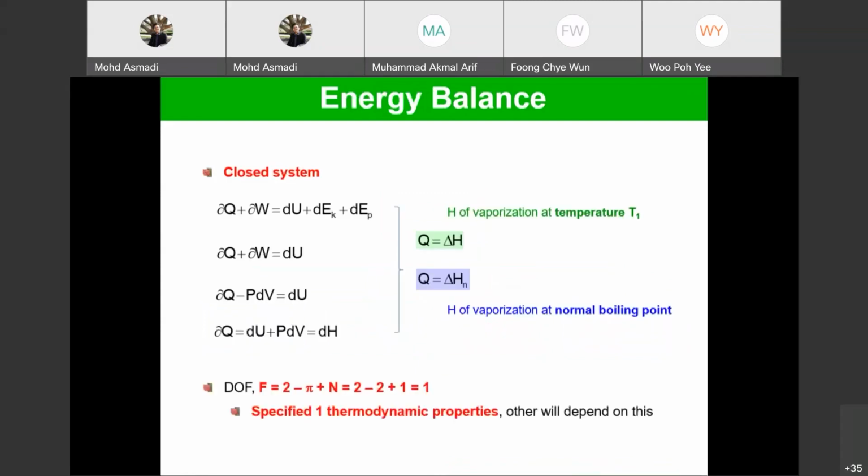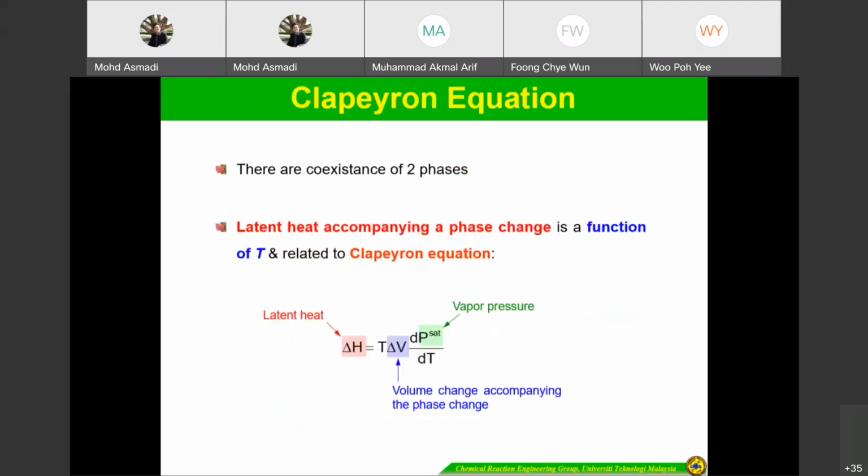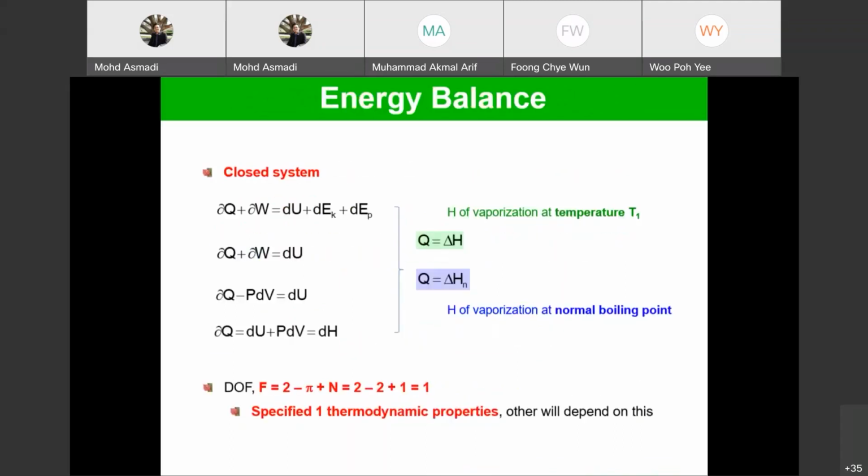So if we do the energy balance, if you still remember, for the two-phase system the degree of freedom is only 1. So we have to specify one thermodynamic property, and another thermodynamic property we can vary. For example, this delta H of vaporization is at the normal boiling point. The boiling point is the starting point for the two-phase system.